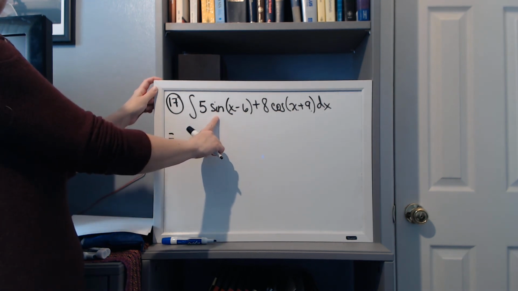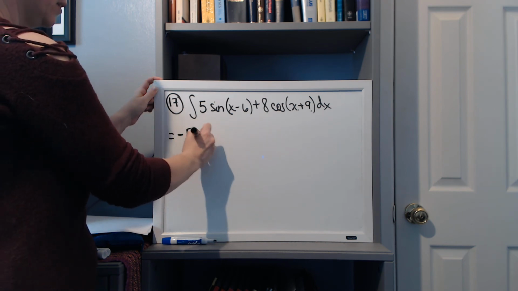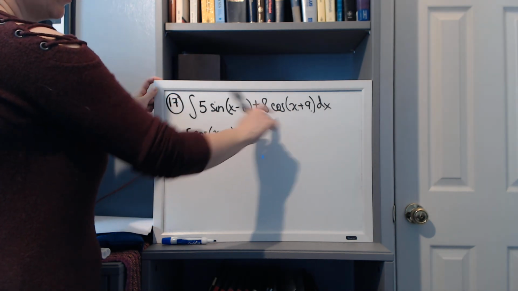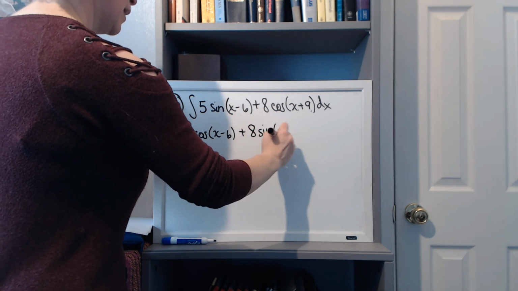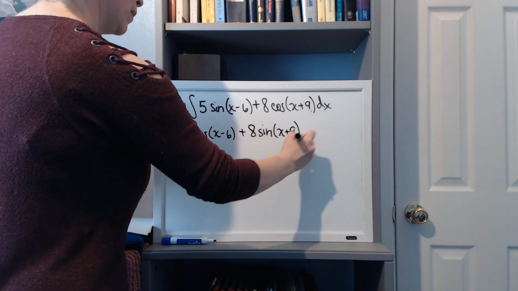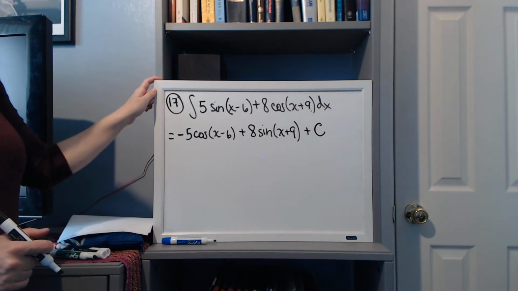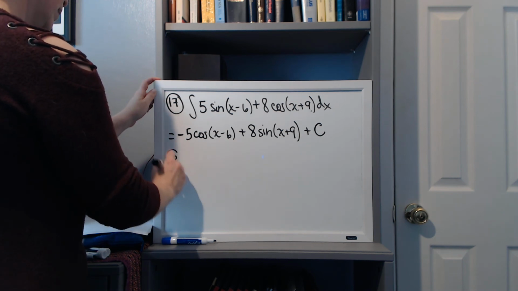The antiderivative for sine will be negative cosine. So I'm going to have negative 5 cosine of x minus 6. Antiderivative of cosine is sine, so we're going to have plus 8 sine of x plus 9 plus c. All right, that's 17, and that brings us to number 18.